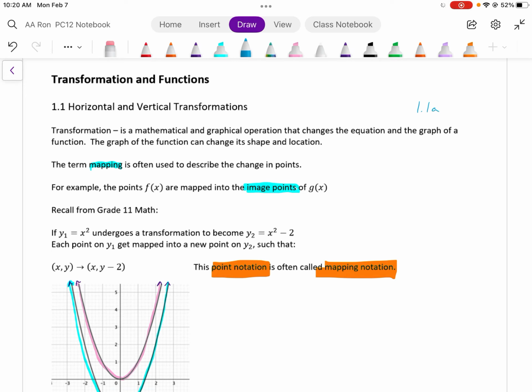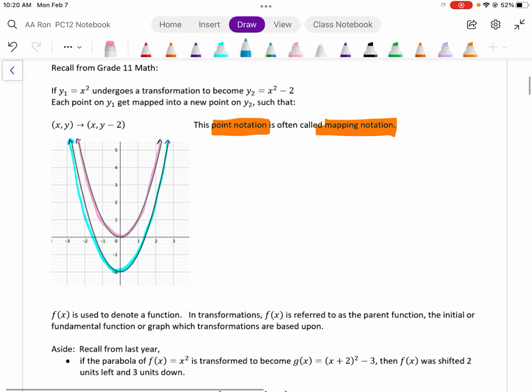The term mapping is often used to describe a change in points. For example, points f of x are mapped into image points g of x. So points f of x are on the parent function, and the image points are on the transformed function g of x.